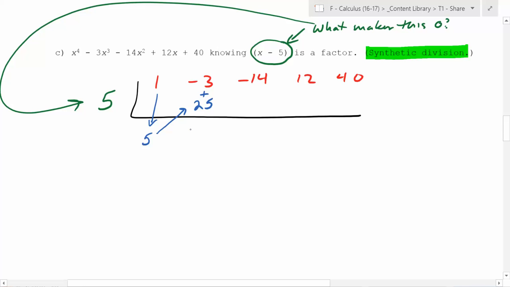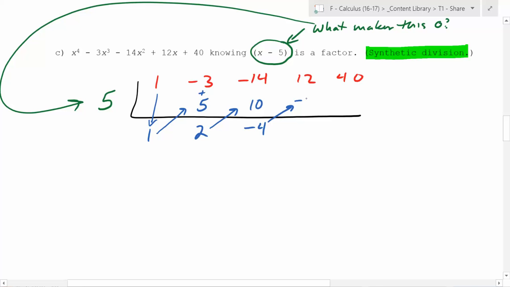I have a question. Yeah, go ahead. Don't you drop down the 1? Oh, I dropped down 1 and wrote 5. You're absolutely right. It's totally my mistake there. What do you do with these two numbers? Then what do you do? The same thing over and over again. Multiply by 5. 10. -4. Then what?